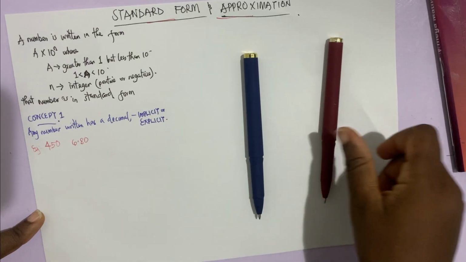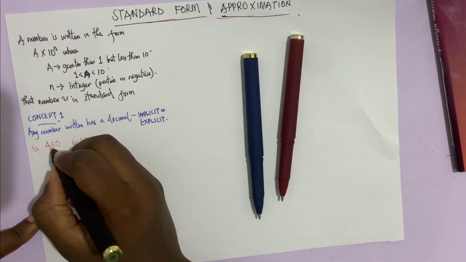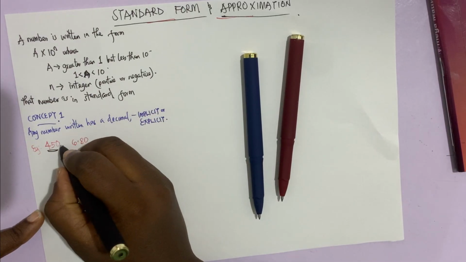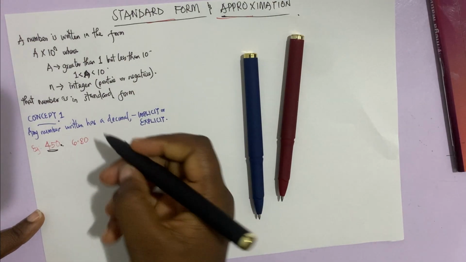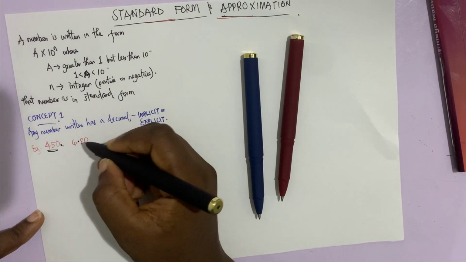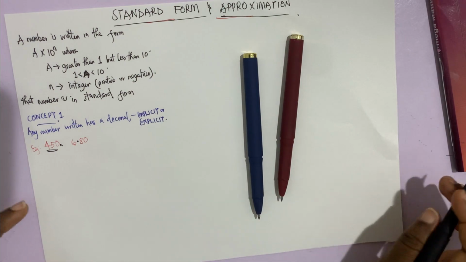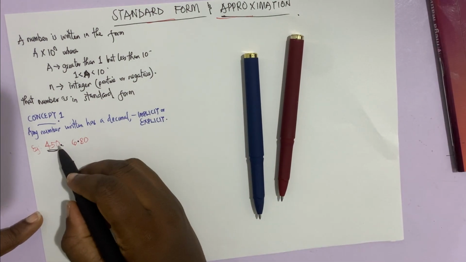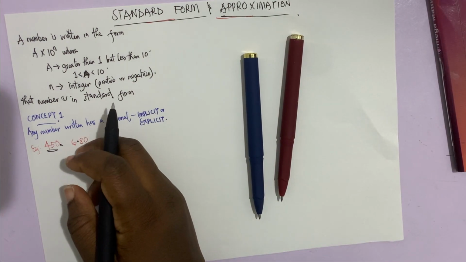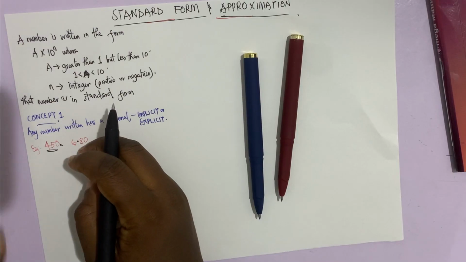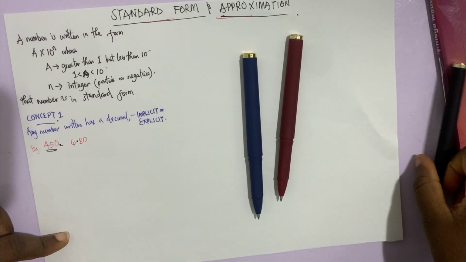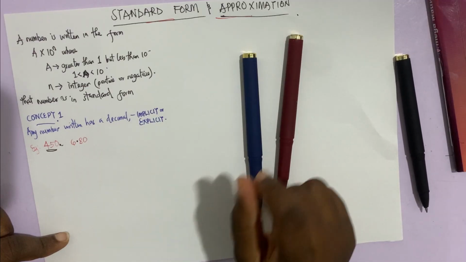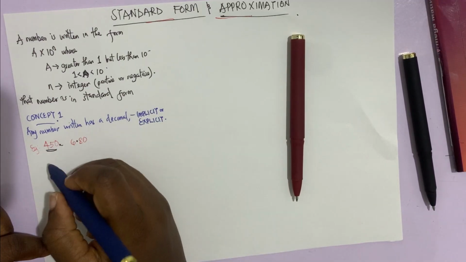6.80 is a number. In this case, 450, there is an implicit decimal point here, full stop, right? Here we have an explicit decimal, 6.80. So when a number is written without an explicit or an obvious decimal point, just assume that the decimal point is at the end, after the final digit. So this concept will help you when we start solving some questions.